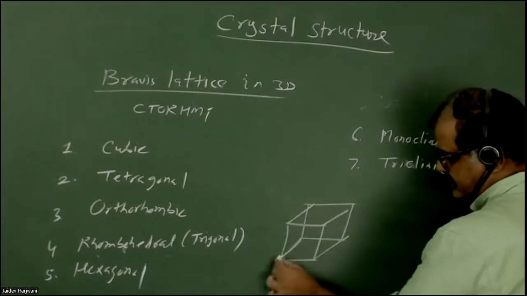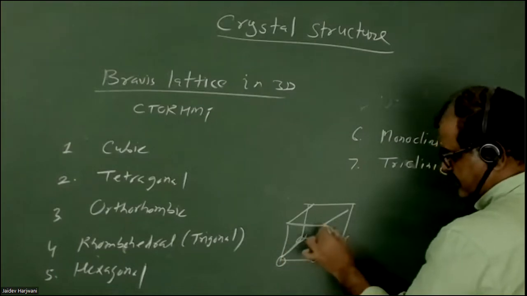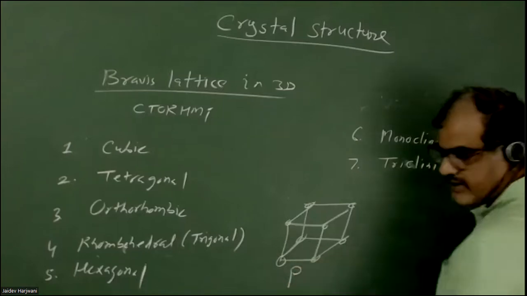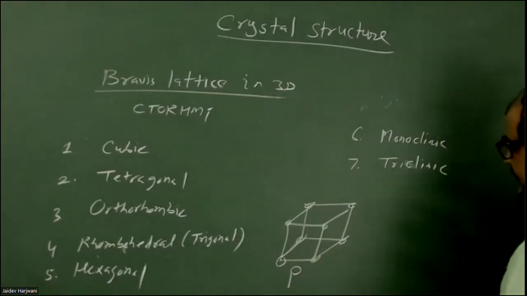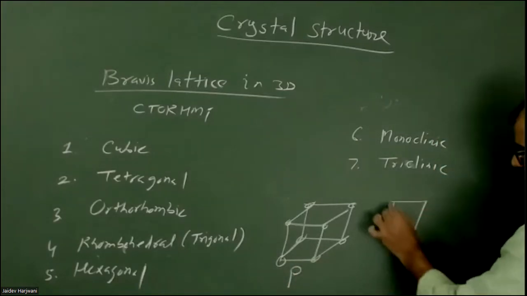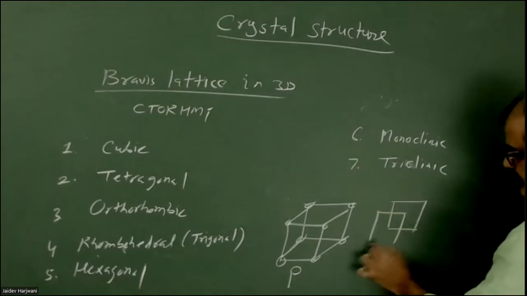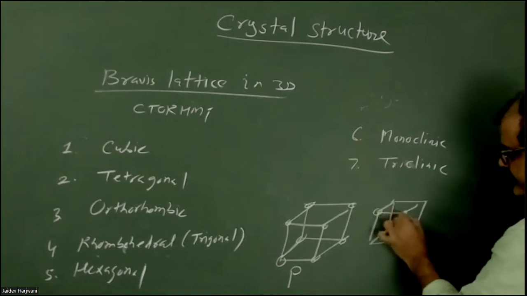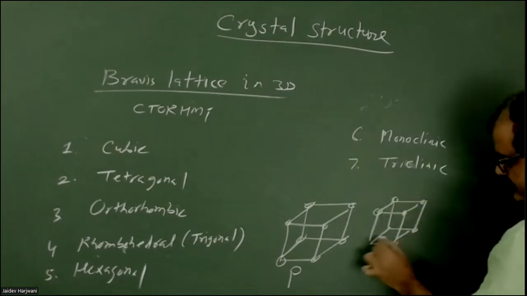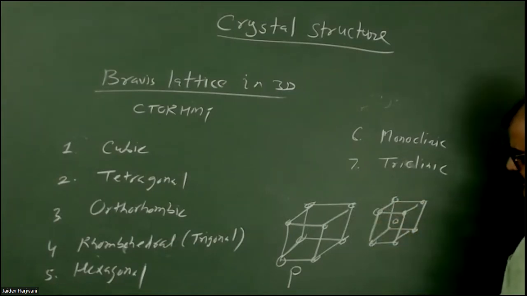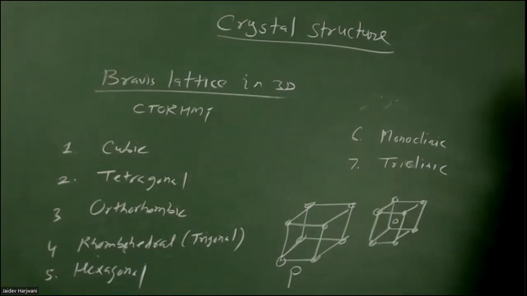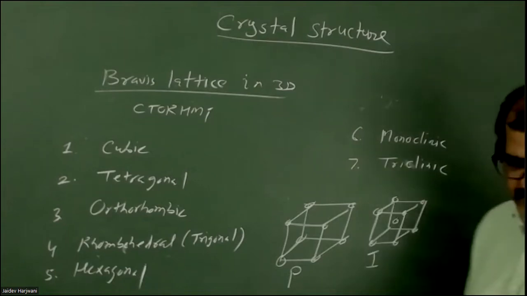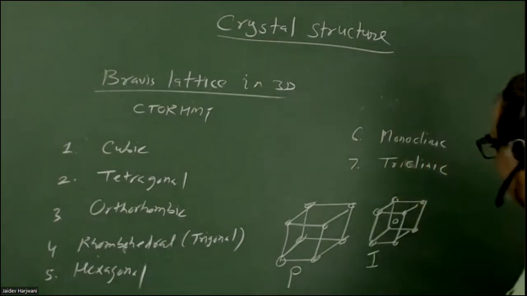One is the primitive unit cell, which we represent by P. Then we have one atom in the body center, so we call it BCC, or we represent it by I, body centered cubic lattice. The third one we have is FCC.